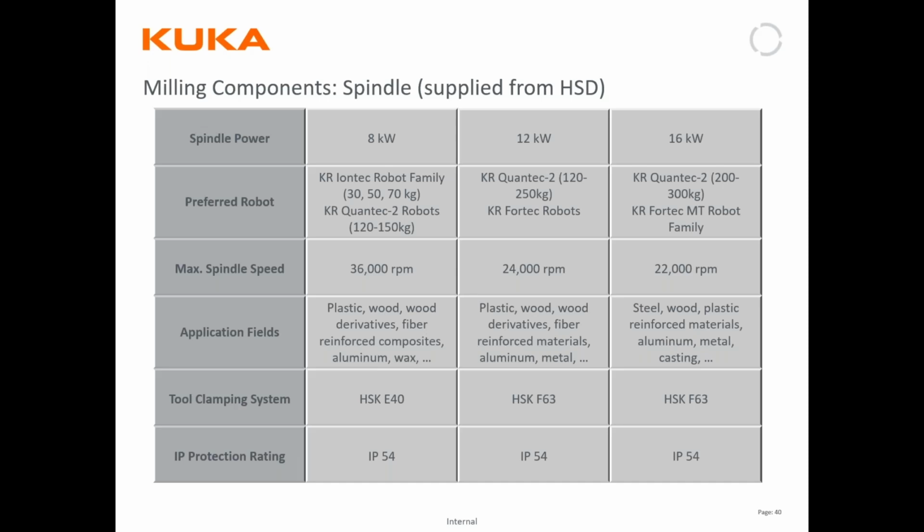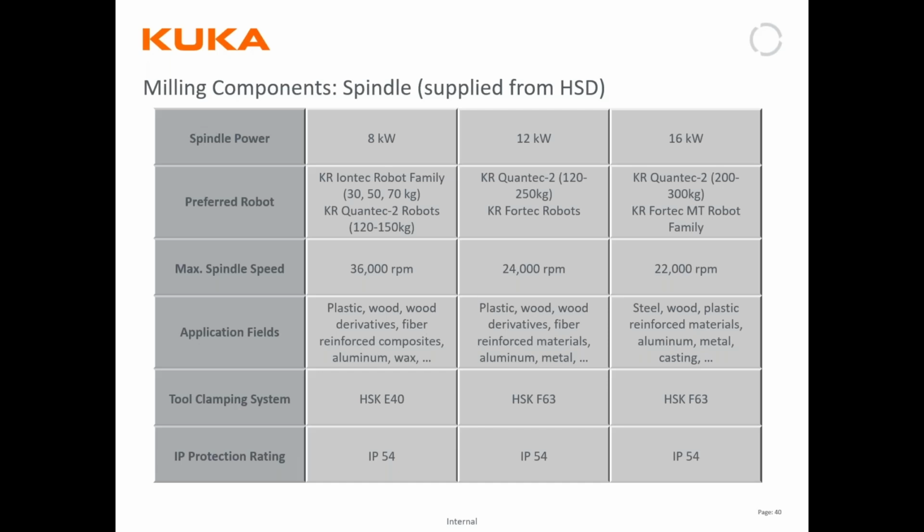These are the spindles which are supplied by KUKA. We have three different type of spindles available: 8 kilowatt, 12 kilowatt, and 16 kilowatt. The 16 kilowatt spindle is also available with UL certification. Preferred robot type for 8 kilowatt is IronTech series or the Quantec 2 robots with 120 to 150 kilogram payload capacity. Whereas for 12 kilowatts, it's Quantec 2 or Fortec, and similarly for 16 kilowatts.